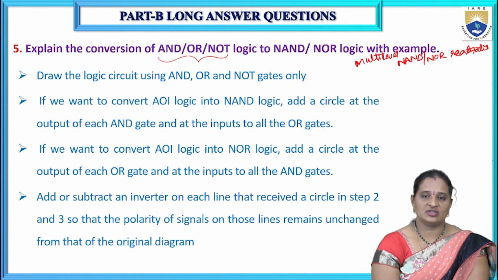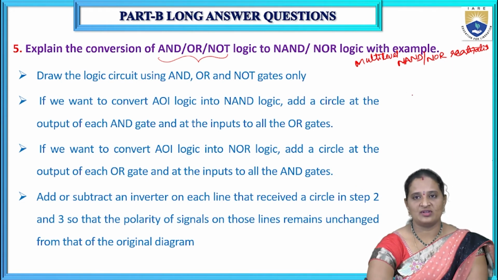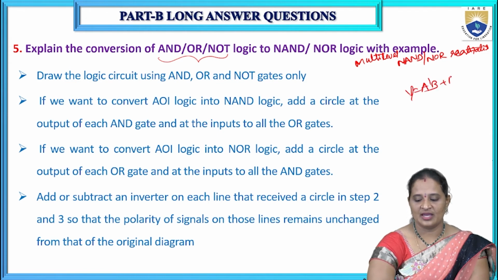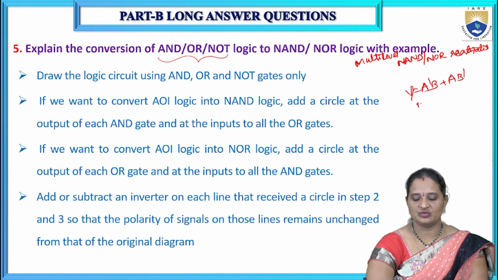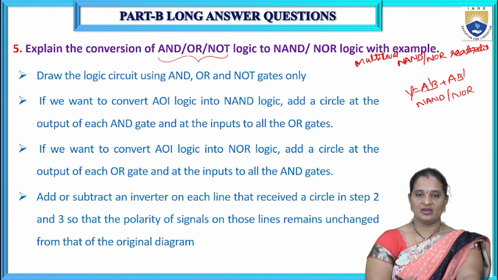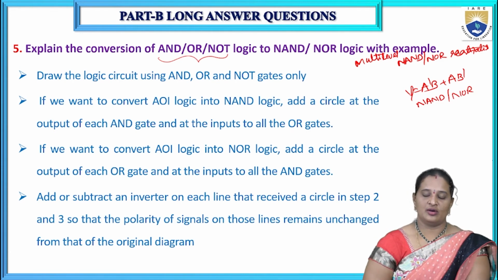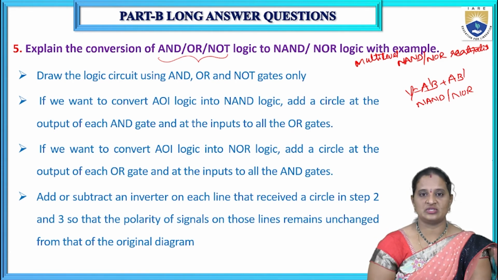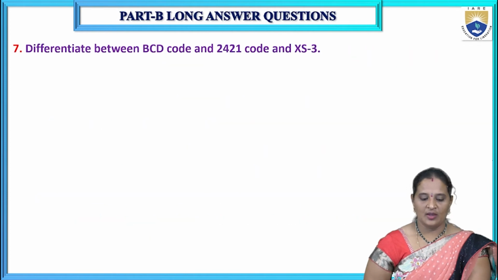So this is the procedure you have to mention, and take any one simple function like Y is equal to A bar B plus A B bar, and implement this using both NAND and NOR gates so that you can get full marks. With an example, if you can implement it, or else discuss the procedure, you can get the full marks.